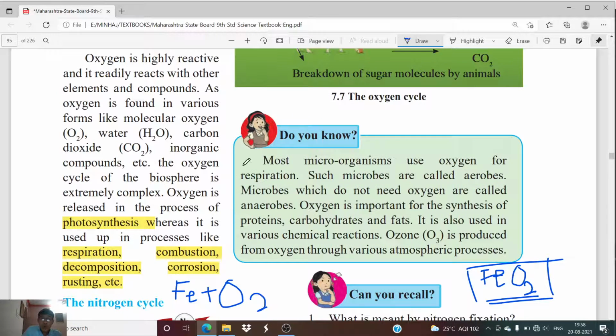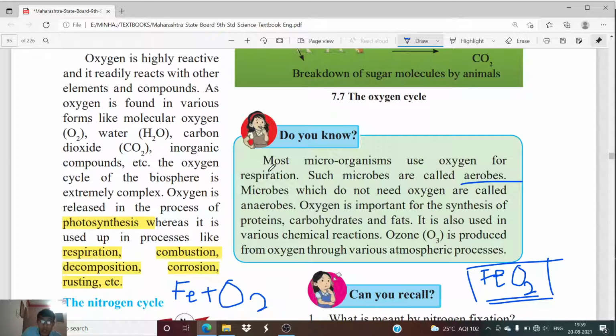Now, do you know that most of the microorganisms use oxygen for respiration? Such microbes are called aerobes. Microorganisms which use oxygen for respiration are called aerobes or aerobic organisms, whereas microbes which do not need oxygen are called anaerobes or anaerobic microorganisms.